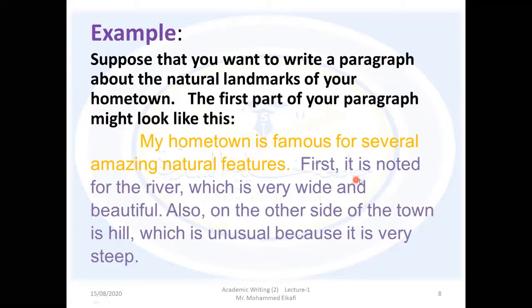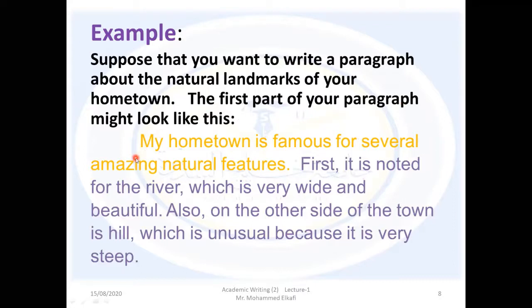When we look to the next verse, it's noted for the river, which is very wide and beautiful. Here we think of details. There are details after the first sentence. Also on the other side of town is a hill, which is unusual because it is very steep. So here we have two more details about what? About the natural features of his hometown, okay. So that means the most general sentence is the first one here, as we see.